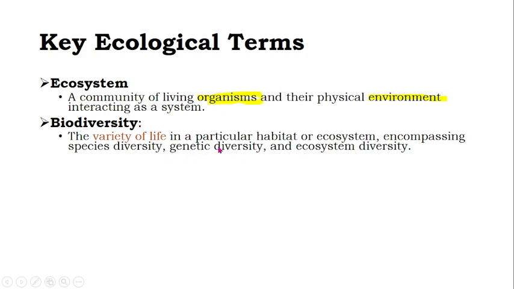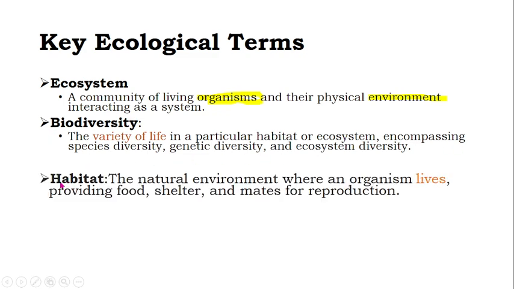Genetics, for example in human beings: human beings can differ in color and in height. Species can be people, sheep, goat, and so on and so forth. So biodiversity, simply, is a variety of life in organisms living in a particular habitat. Once you are talking about biodiversity, we are talking about all living organisms in the world. So understand this, because once they ask you the importance of biodiversity, it is the same as asking the importance of living organisms living in the world.